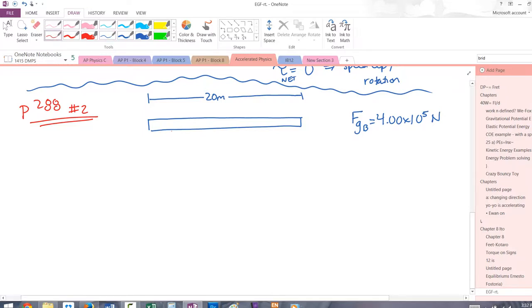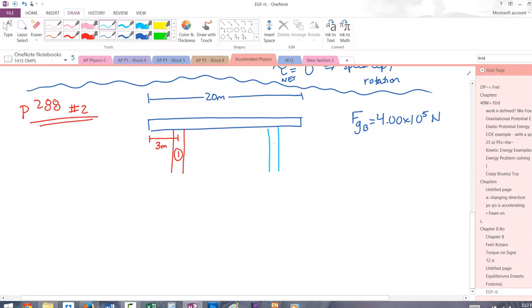So if we go ahead and put those pillars, one of them is going to be here. I'm going to call that one pillar 1. And this distance here is 3 meters. And I'm going to put pillar 2 over here.